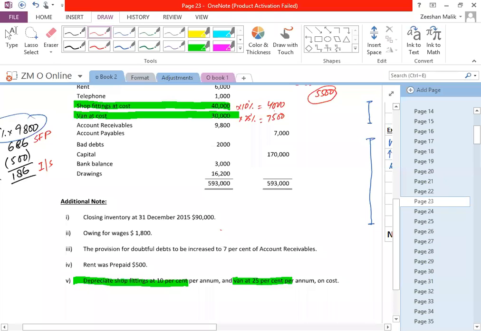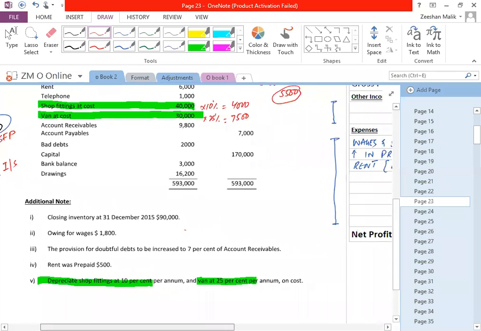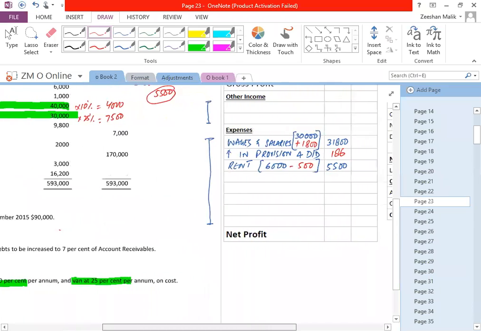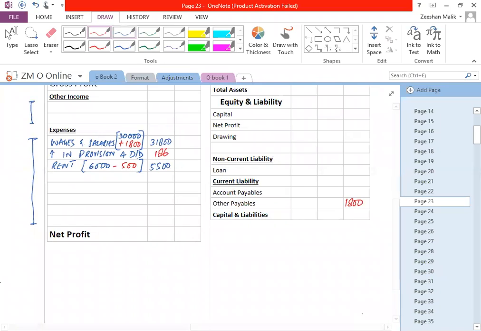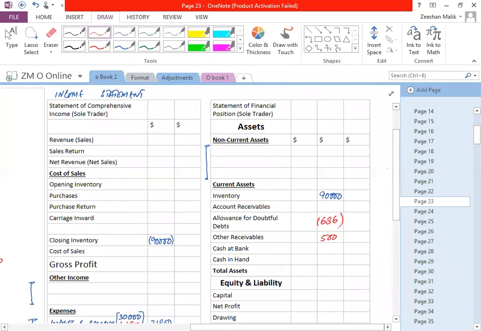Depreciation. आपके पास 40,000 के एसेट्स हैं, बट वो हमेशा एक जैसे नहीं रहेंगे, उसकी वैल्यू हर साल कम हो जाएगी. आपके एसेट्स की, आपके वैन की, आपके फर्नीचर्स की, आपकी मशीन्स की वैल्यू वक्त के साथ साथ कम होती जाएगी. सो डेप्रिसिएशन इज वन ऑफ द एक्सपेंस. डेप्रिसिएशन ऑफ शॉप फिटिंग एंड डेप्रिसिएशन ऑफ वैन. वैल्यू 4,000 and 7,500. They are expenses and they need to subtract from non-current assets.